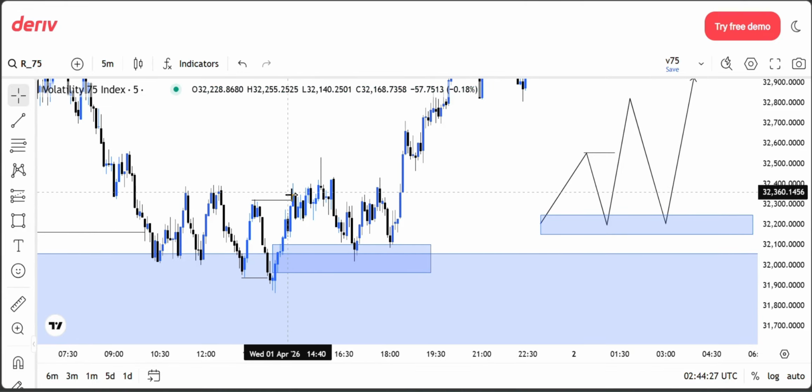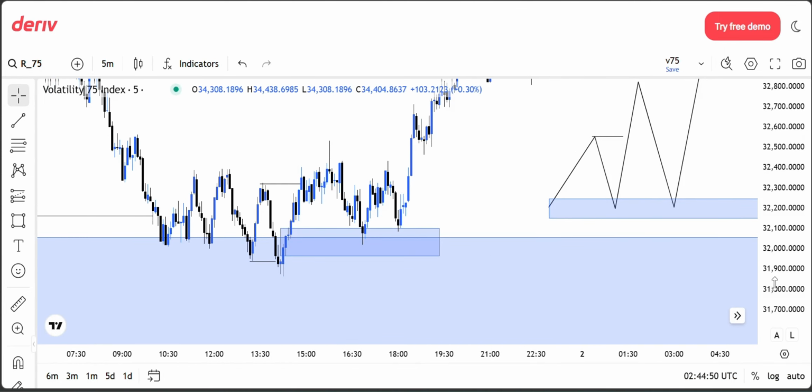Why is it a break of structure? Because we have this previous high taken out by this new high, and then we have a full body candle close above that previous high. Okay, so this is what validates that break of structure. So there's a break of structure here by this full body candle that took out this previous high. Okay, it created a new high, so we saw that break of structure.